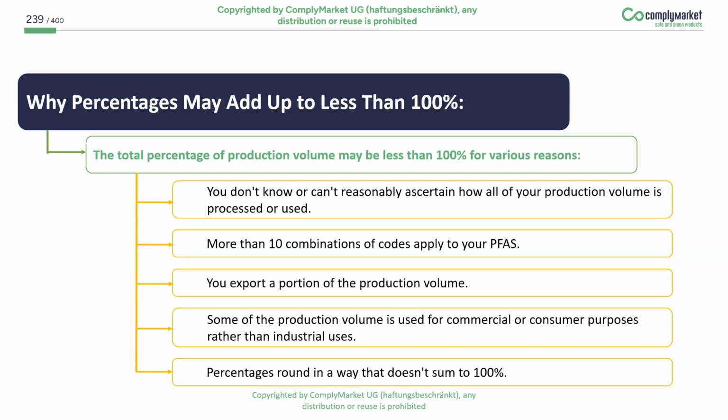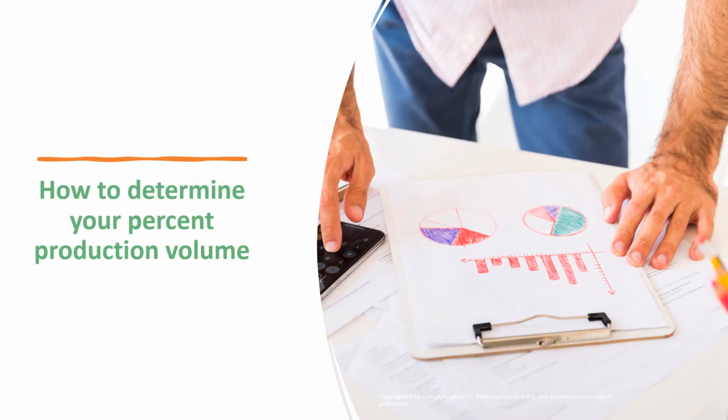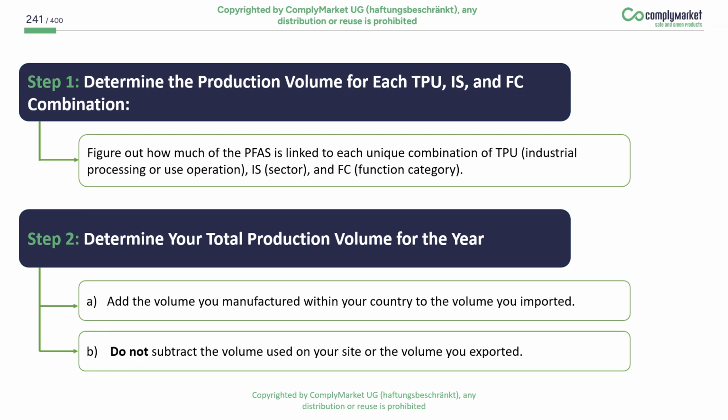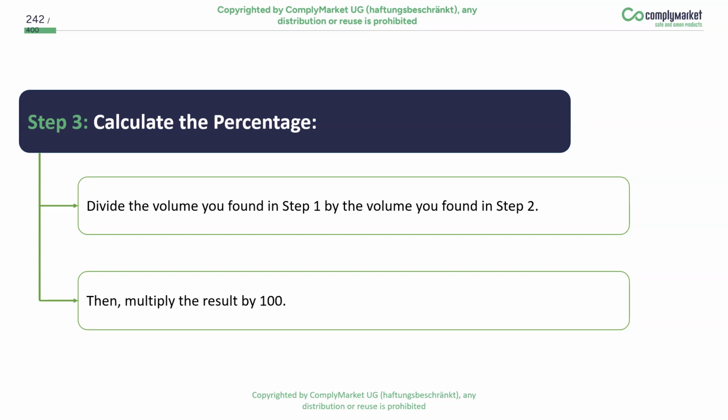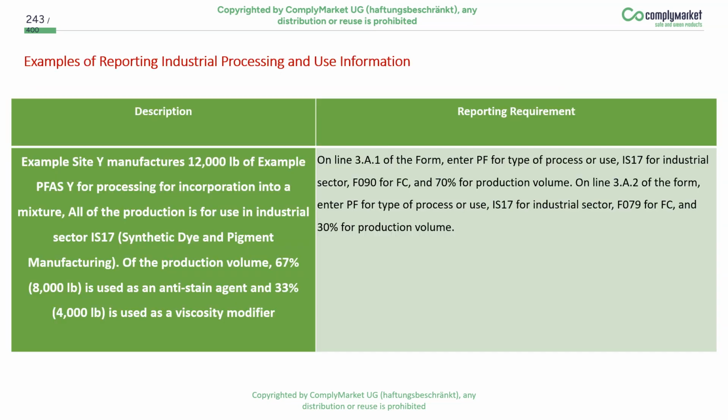Some of the production is used for commercial or consumer purposes rather than industrial uses, or the percentage is rounded in a way that doesn't sum to 100%. How to determine your percent production volume? Determine production volume for each TBU, IS, and FSC combination. Determine the total production volume per year and calculate the percentages. I'm going quickly because these are small calculations and I don't want to dig deeper into them. That's an example.